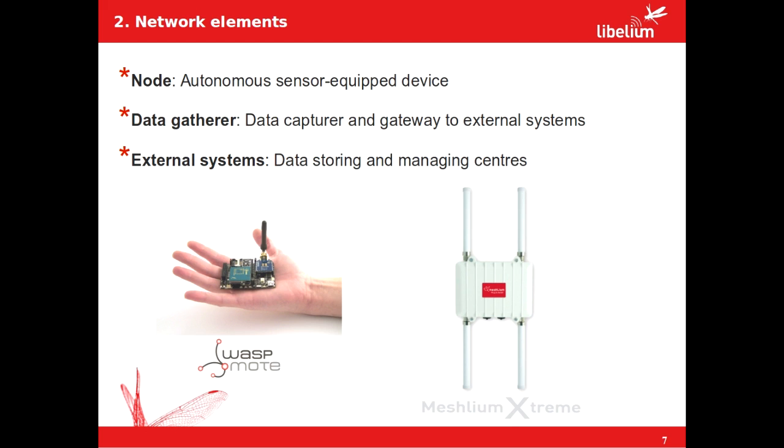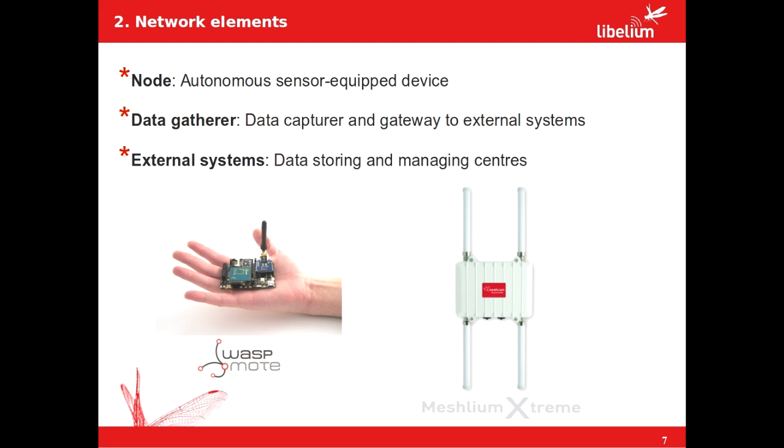Now, I show you the different elements within a wireless sensor network. Firstly, you see the node. This is an autonomous device equipped with sensors. Secondly, you see the data gatherer. This must be a data capturer device, and also it should be connected to external systems in order to transmit the sensor values. Finally, the third element is the external system, which should be a data storing and management center.